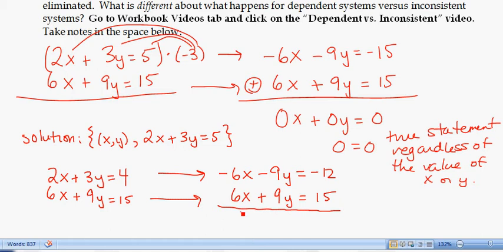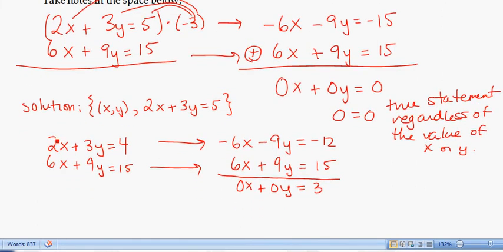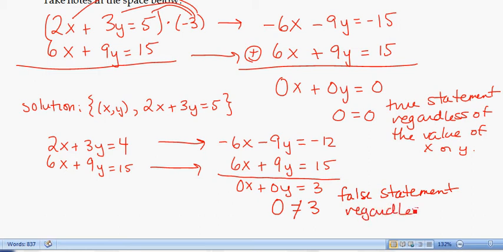And in fact, we even get 0x plus 0y. But now when I add, I get 3 here. So on the left side of the equation, I'm just left with 0 equals 3. And certainly 0 is not equal to 3, right? This is a false statement regardless of the value of x or y, right?